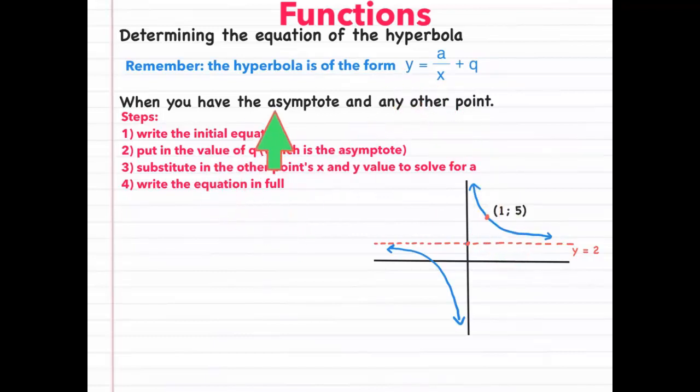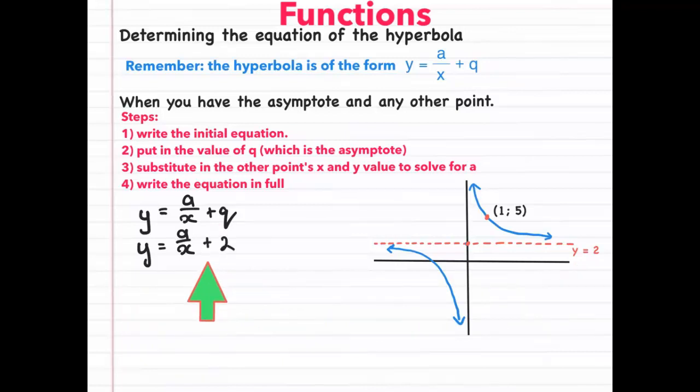So if you are given the asymptote, and they give us the equation for the asymptote, which is y equals 2, it means that it goes through the y-axis at 2, right? So basically what you have to remember is that a hyperbola is of the form y equals a over x plus q, and then we put in the asymptote. So this will be y equals a over x, and then what is the plus q? It's a 2, so it will be plus 2.